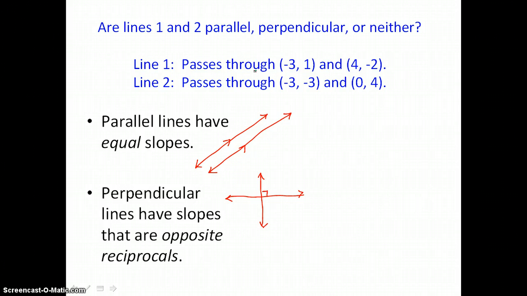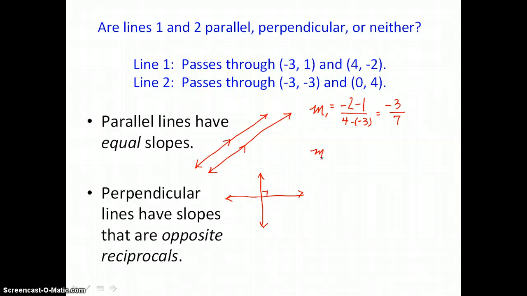So let's take a look at this example. We want to answer the question, are lines 1 and 2 parallel, perpendicular, or neither? So to decide, we want to compare the slopes of those two lines. So let's find the slope of line 1. I'll call it m sub 1. I'll take a difference in y coordinates, negative 2 take away 1 on the top, difference in x coordinates on the bottom, 4 take away a negative 3. So I get negative 3 on the top, and 4 plus 3, or 7, on the bottom. So this slope is negative 3/7.